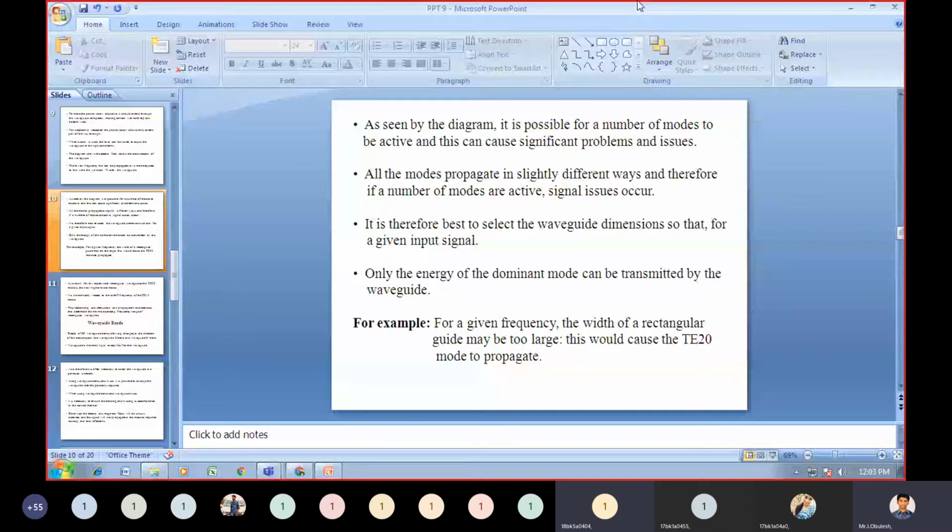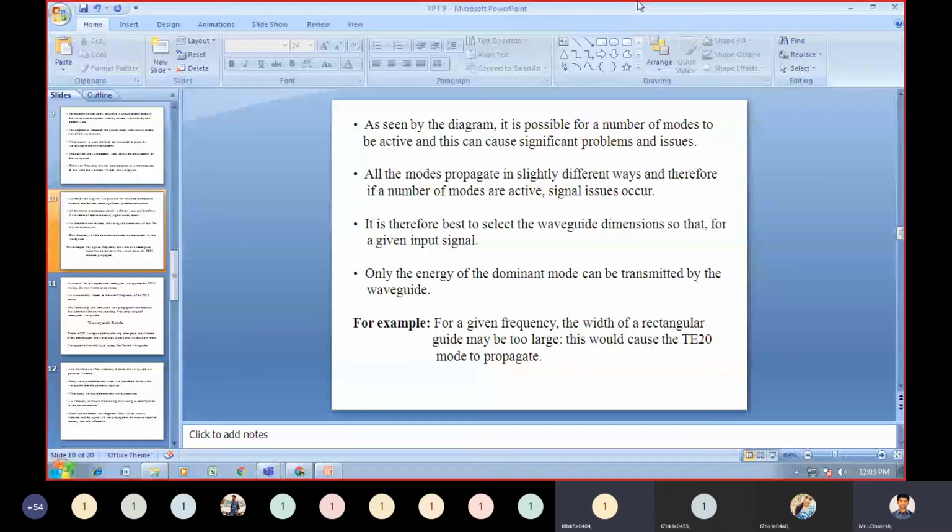It is therefore best to select the waveguide dimensions so that, for a given input signal, only the energy of the dominant mode can be transmitted by the waveguide. If you do not take the dimensions for the given input signal, you will get signal issues from the different modes.